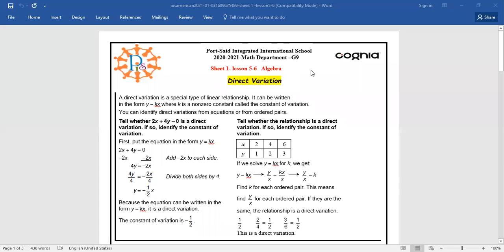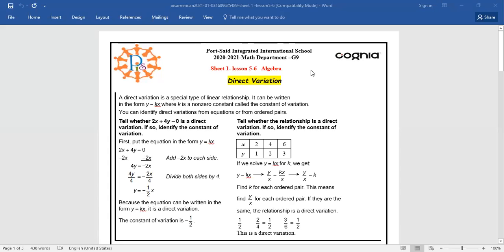So we will start with the lesson direct variation. A direct variation is a special type of linear relationship, and it can be written in the form y equals kx, and k is a non-zero constant called the constant of variation. You can identify the direct variation from equations or from ordered pairs.